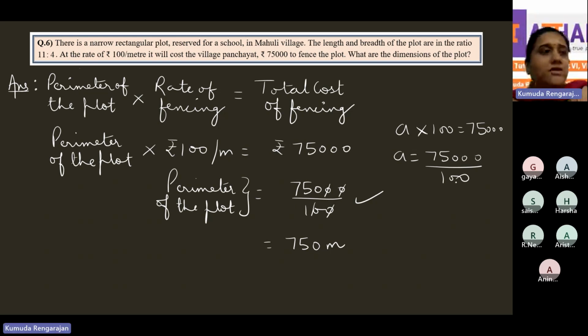No, I thought you said 100 by 75,000. By 100. Yeah, same thing here. Here A is the perimeter of the plot. So perimeter of the plot is equal to 75,000 divided by 100. Units, just leave the units. You don't have to carry down the units anywhere. You understand?